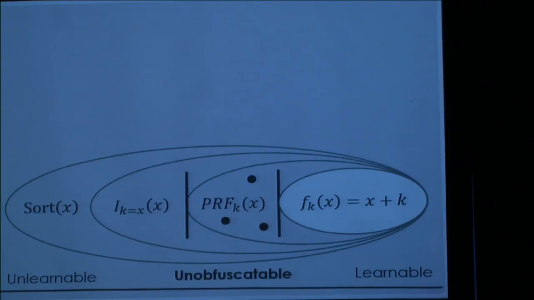Clearly, the existence of these unobfuscatable programs means that we cannot hope to get a general positive result for VBB obfuscation. So instead, we look at weaker notions of obfuscation. We look at relaxations of VBB. And intuitively, these relaxations are going to get around the impossibility result by only considering programs that are information theoretically unlearnable.